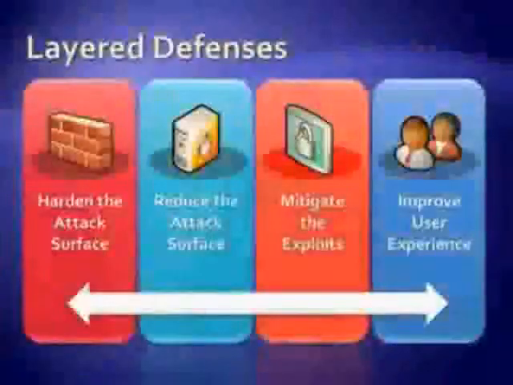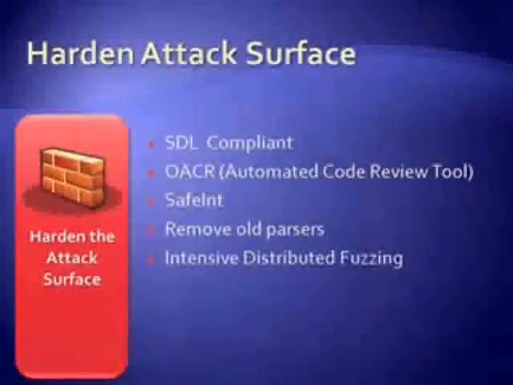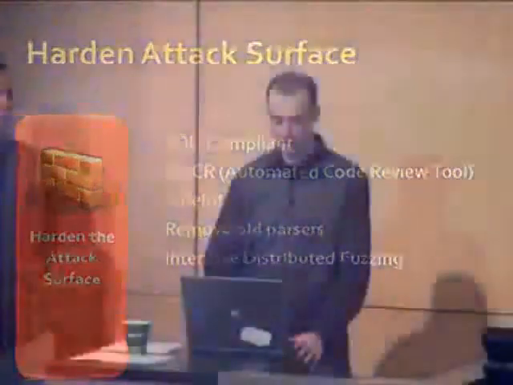So in securing Office, we didn't want to just take one approach and say, hey, we have a bunch of fuzz bugs, let's just go after them. We wanted to look at this and lay our defenses, and the way that we do that is in 4 layers. First, we try to harden the attack surface, we reduce the attack surface, we mitigate exploits, and we try to improve the user experience, and I'll dig into each of those now.